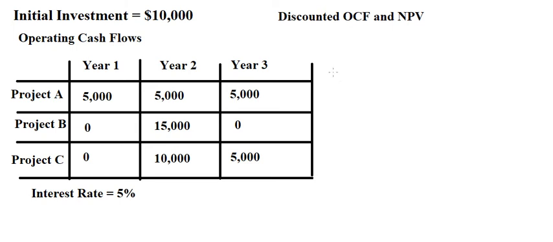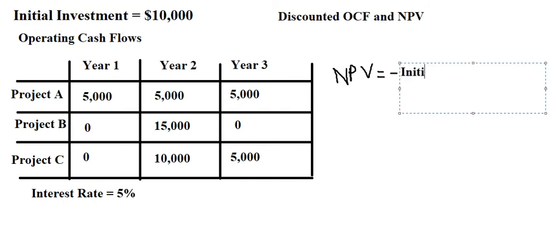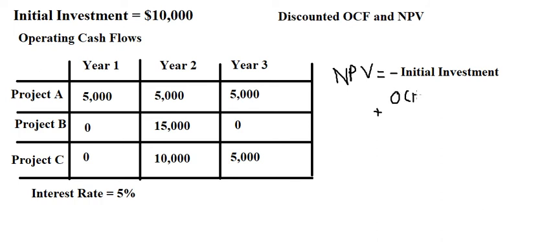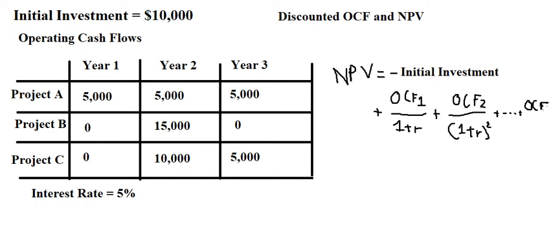The formula of this one, we have NPV equals negative initial investment, then we need to add the operating cash flow. Number one represents year number one over 1 plus R, and the second one we have OCF number 2 over 1 plus R to the power of 2, and so on until we have OCF n over 1 plus R to the power of n.